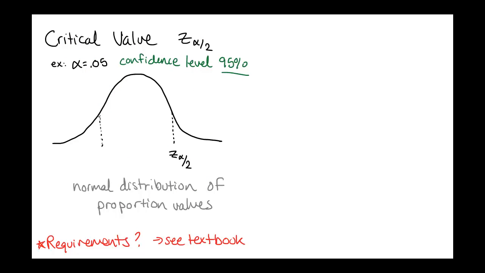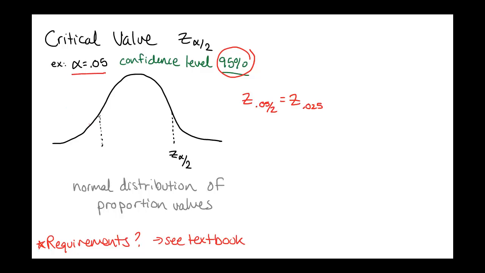So when we compute this margin of error, one thing that we have to determine is our critical value. And this is a specific z-score that's associated with our confidence level. So I'm looking at an example here. If we have a 95% confidence level, that means that our alpha is 0.05. So really we're looking at z of 0.05 over 2, or we could say this as z of 0.025.